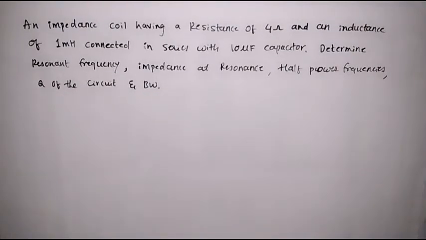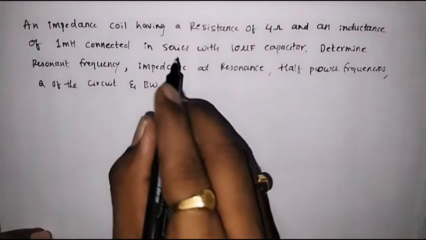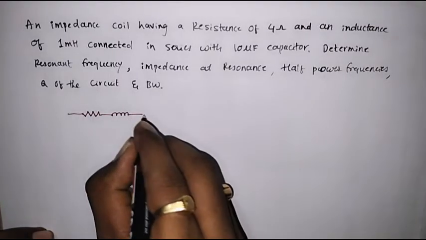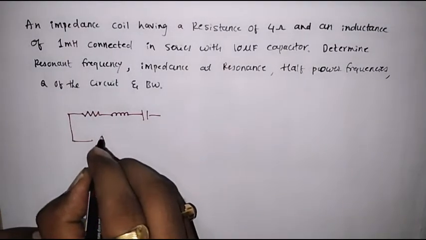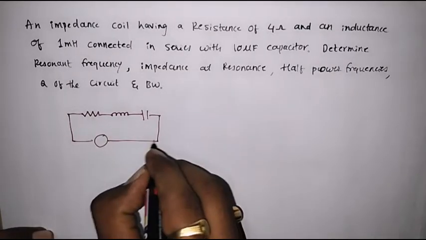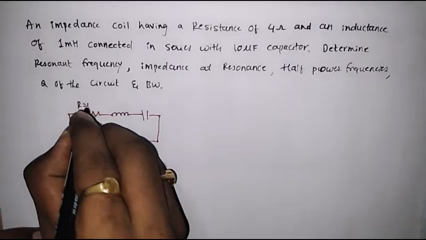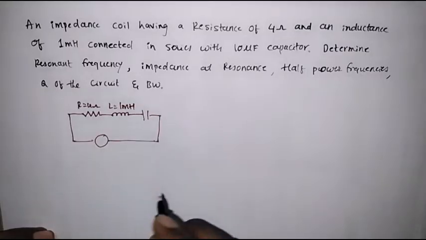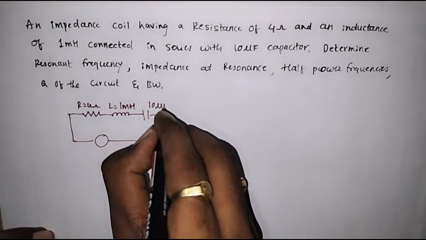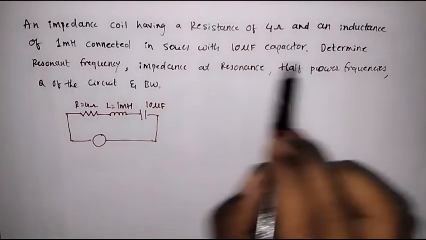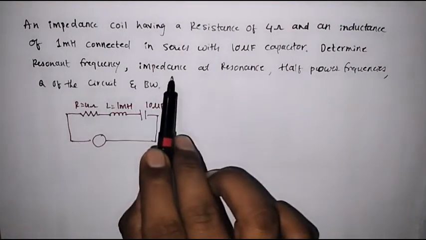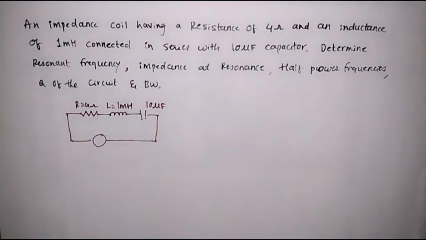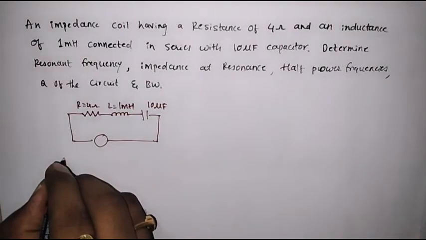Let's draw the series RLC circuit with respect to the given data. Here RLC are connected in series. The given R value is 4 ohm, inductance value L is 1 millihenry and capacitor value is 10 microfarad. We are supposed to calculate resonant frequency, impedance at resonance, half power frequencies, Q of the circuit and bandwidth. First we will calculate the resonant frequency.